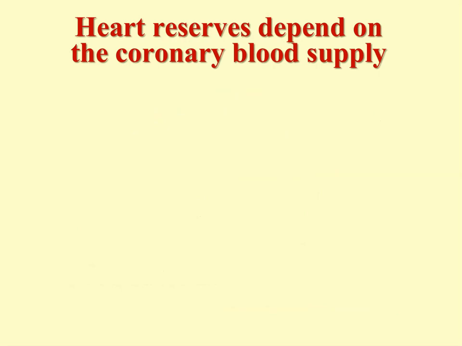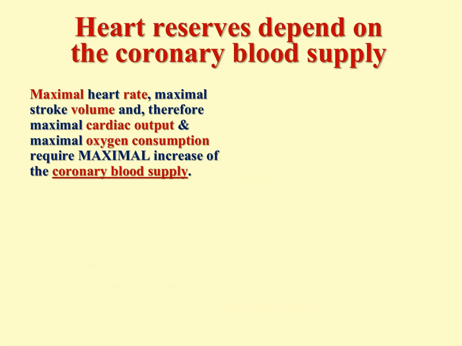Heart reserves, in turn, depend on the coronary blood supply. So we come to the final factor, because coronary blood supply should be constantly higher and higher in order to produce stronger and faster heart contractions. And therefore, maximal heart rate, maximal stroke volume, maximal cardiac output, and finally maximum oxygen consumption depend on the possibilities of the coronary blood supply. If it can still become higher, the heart may produce higher work and higher cardiac output. So it allows to increase the oxygen consumption yet a little bit more.